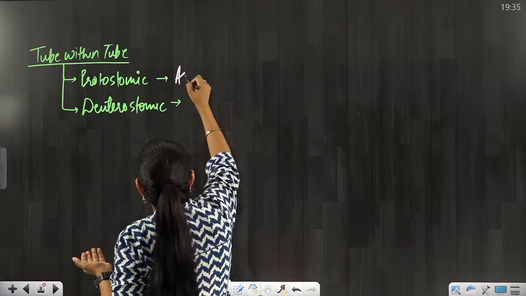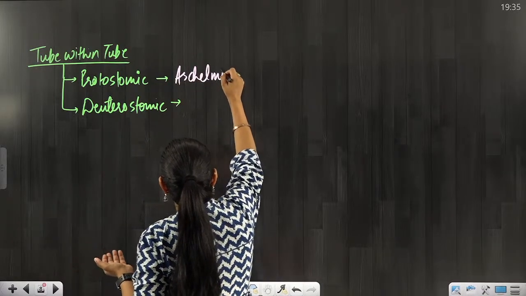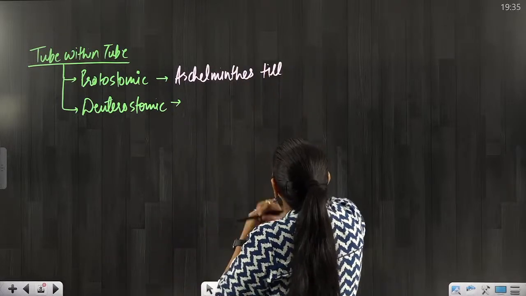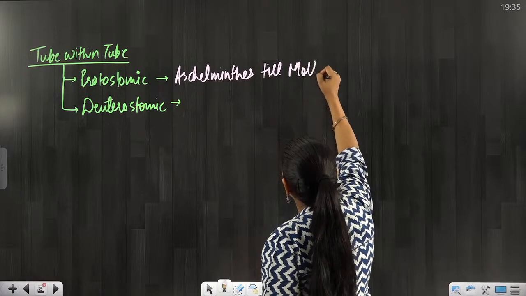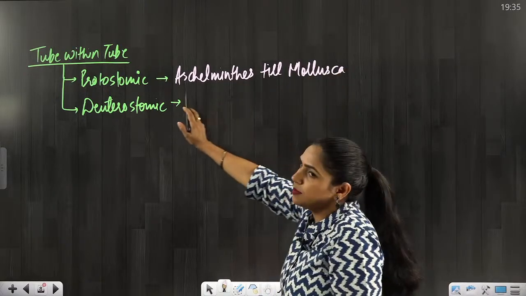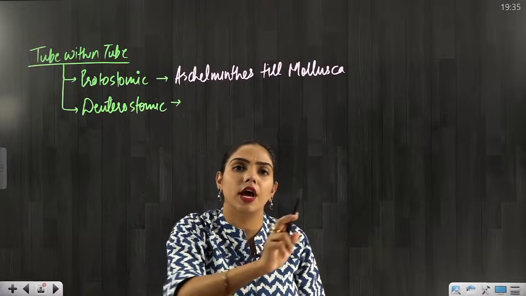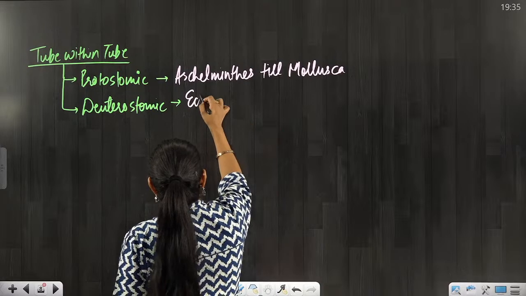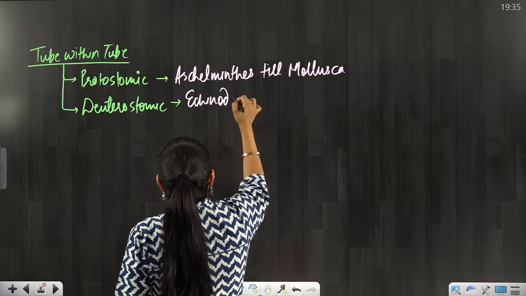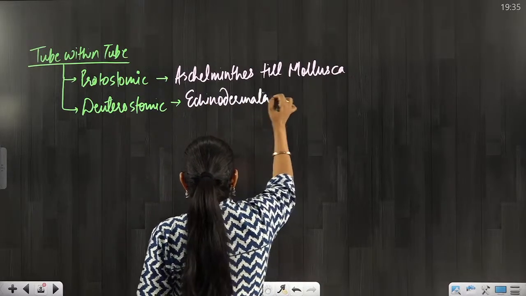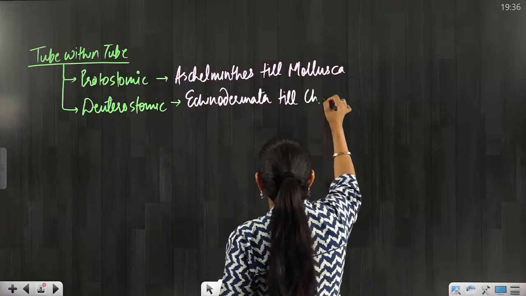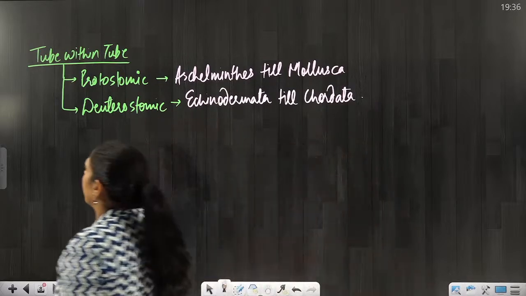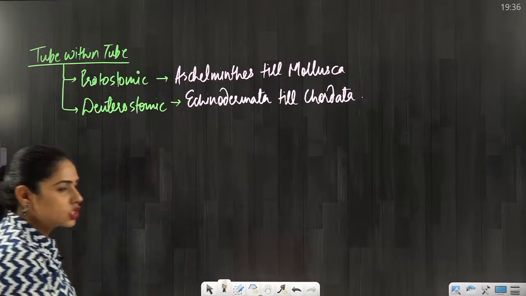So, the first phylums, Aschelminthes till Mollusca. That means, if you know the sequence, Aschelminthes, Annelida, Arthropoda, Mollusca, they are protostomic. After Mollusca, what comes? Echinodermata. So, Echinodermata, Hemichordata and Chordata. These three phylums come under the deuterostomic body plan. Alright everyone.